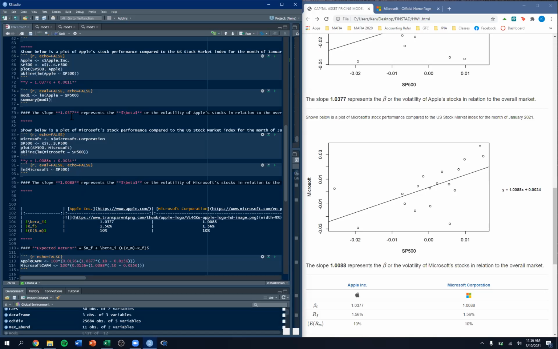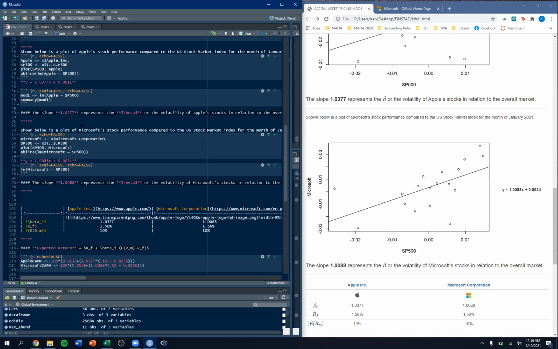So, could you please kindly interpret what that means? Ano yung ibig sabihin ng 1.0377 na yun? That means that every increase in Apple stocks will have a 1.0377 effect on the market. Baliktad, sorry, baliktad pala. So for every 1% change in the market, Apple will increase by 1.0377%, no?